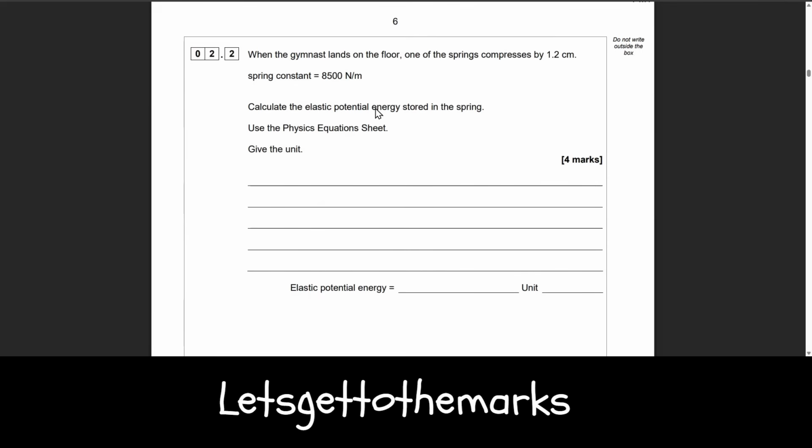When the gymnast lands on the floor, one of the springs compresses by 1.2 centimeters. The spring constant is 8,500 newtons per meter. Calculate the elastic potential energy stored in the spring. Use the physics equation sheet, give the unit. Again, this is a beautiful 4 marks. We get to use the physics equation sheet. So let's go. First things first, we want to select the correct equation from the equation sheet. So give me a second while I grab the equation sheet.